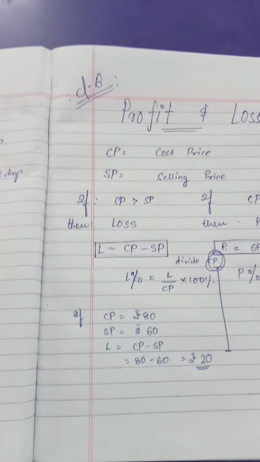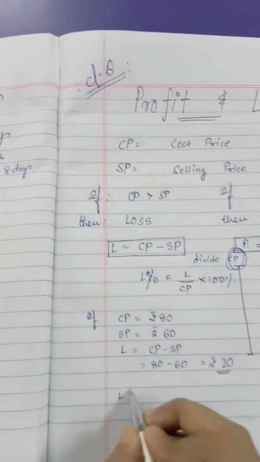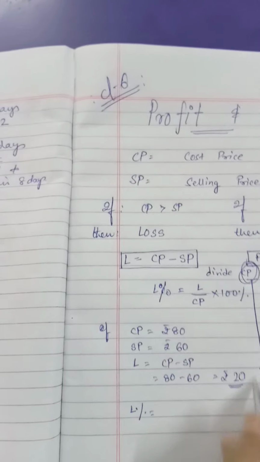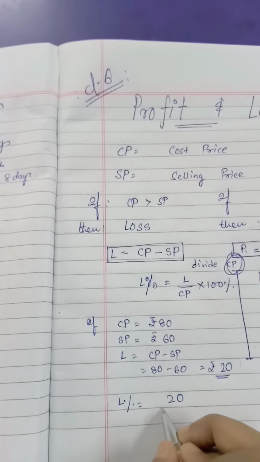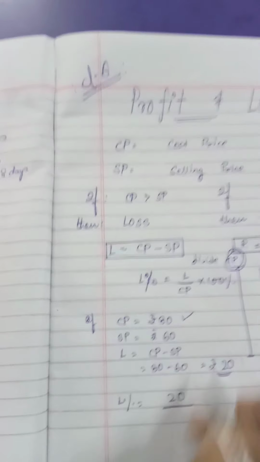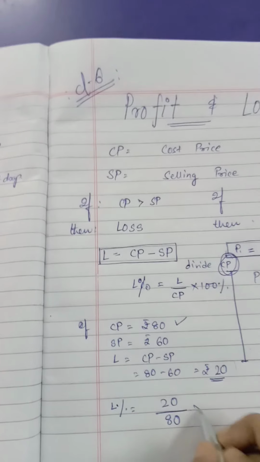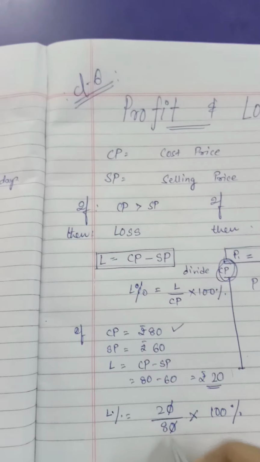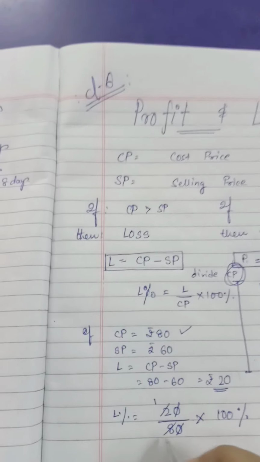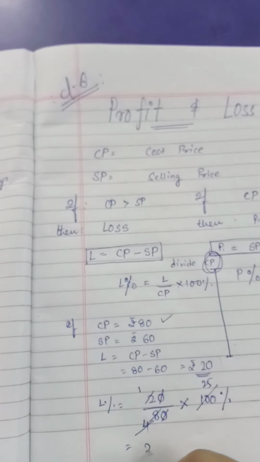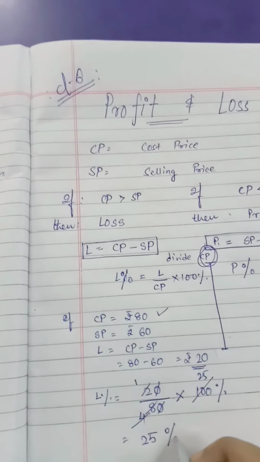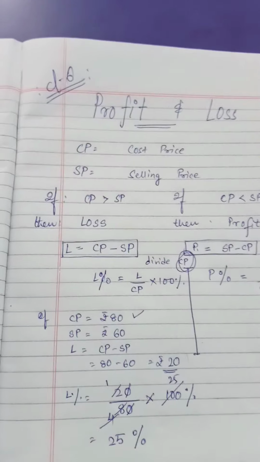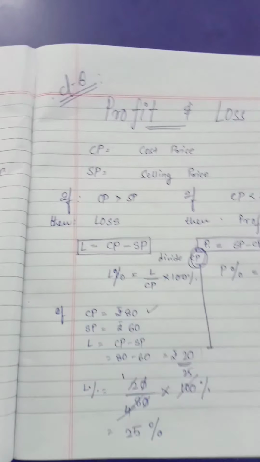How to take out the percentage of loss? So loss percent is equal to loss by CP, always CP, okay, into 100%. 0 0 cancel, 2 1s are 2, 2 4s are 8, 4 1s are 4, 25s are. So our loss percent is 25%.